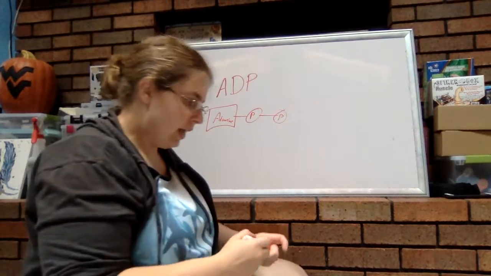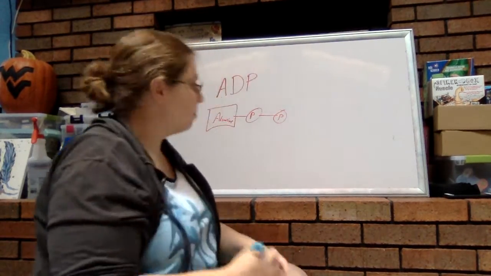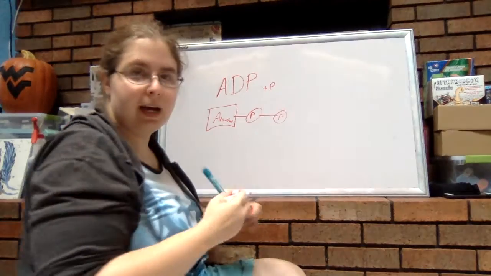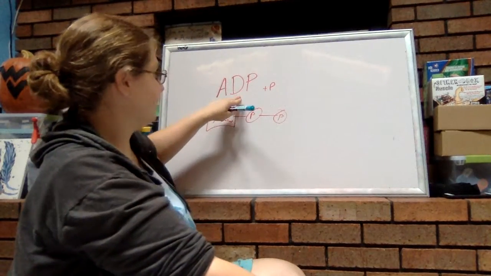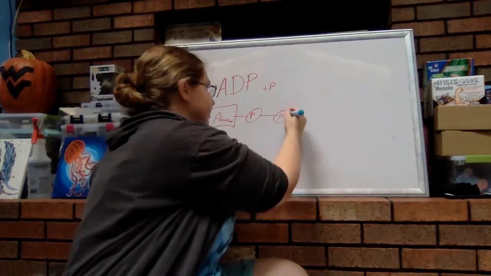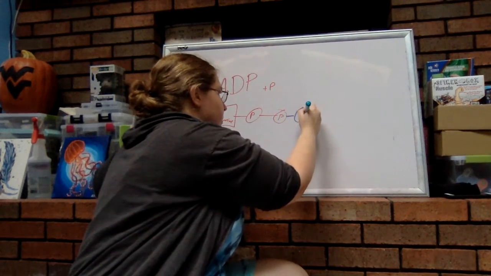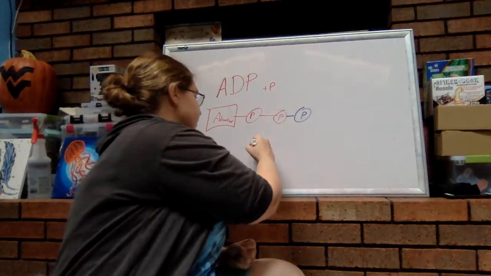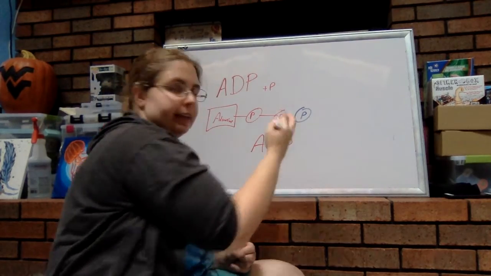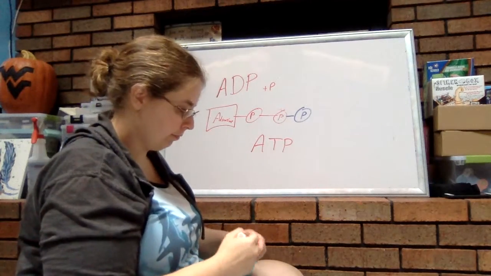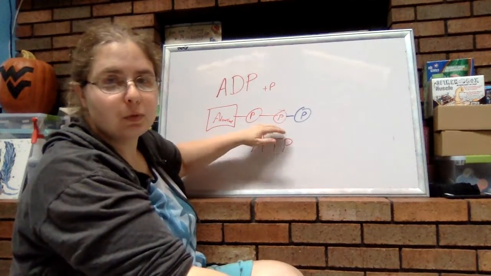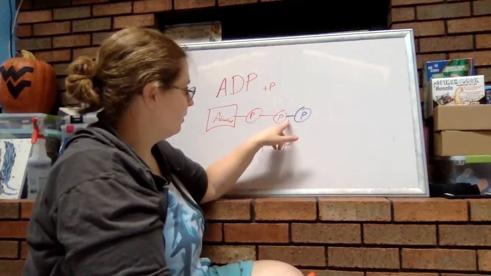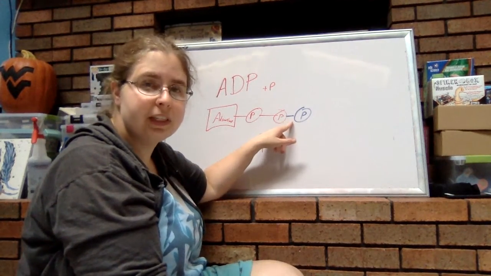Now what happens is when glucose is broken, the mitochondria is actually going to form another bond with the ADP and a third phosphate. And that molecule becomes ATP, adenosine triphosphate. This adenosine triphosphate will go out to the different parts of the cell, and how it provides energy is this bond right here. Remember, we store the energy in that bond.